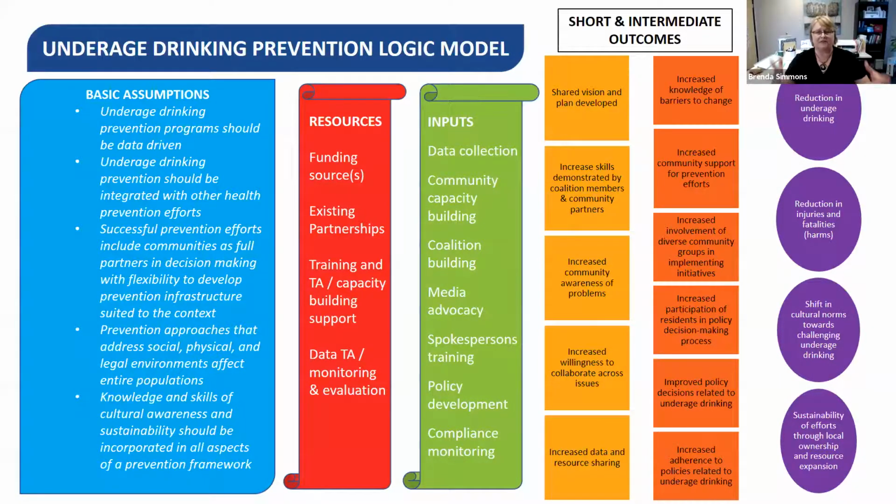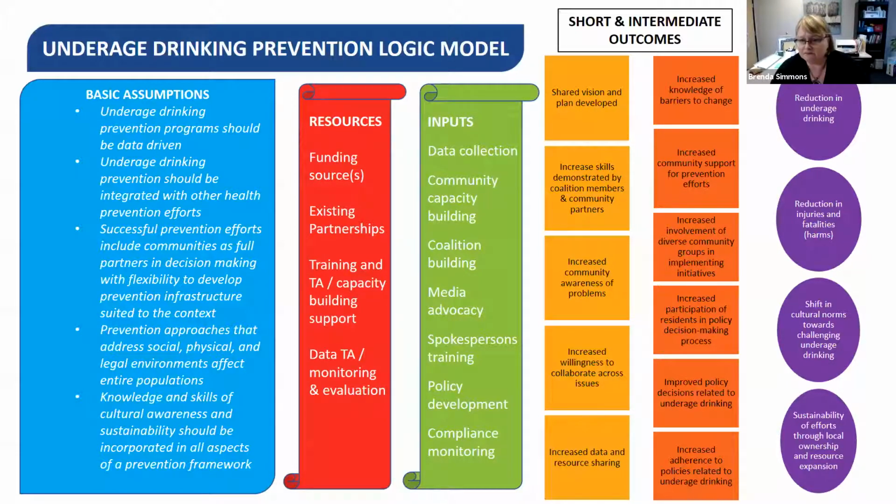And this brings us back to our full logic model and the long-term outcomes. And the thing about it is it's logical and it makes sense. If you operate on a certain set of basic assumptions and that drives the project or provides a foundation, and you have identified the resources you need to do data collection, community capacity building, coalition building, media advocacy, etc., then you're going to be able to achieve these short and intermediate outcomes. And the whole idea is that if you can achieve these short and intermediate outcomes, you will reduce underage drinking.